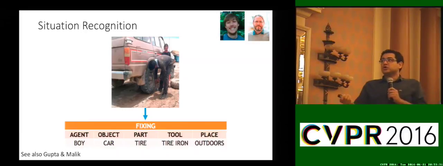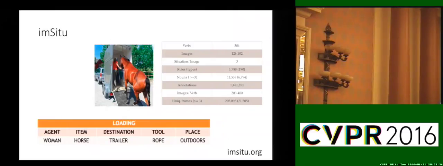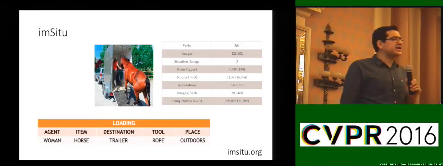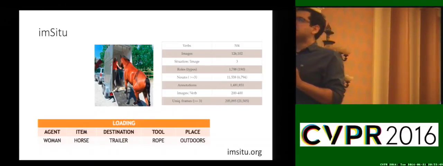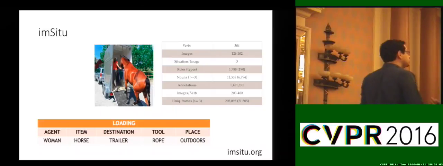First of all, we needed a dataset of these kinds of structures, so he collected a dataset. It's called imSitu, available at insitu.org. Check it out. It has something in the order of 130,000 images annotated with more than 500 verbs. There are 2,000 roles in the dataset and something in the order of 12,000 nouns. This is an example: we have a verb, we have the roles, and we have the instantiations of the values in the roles.